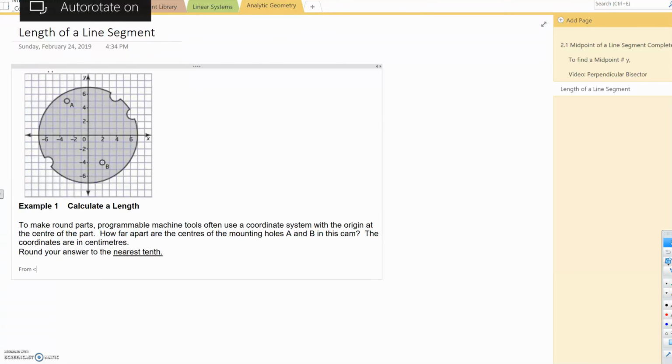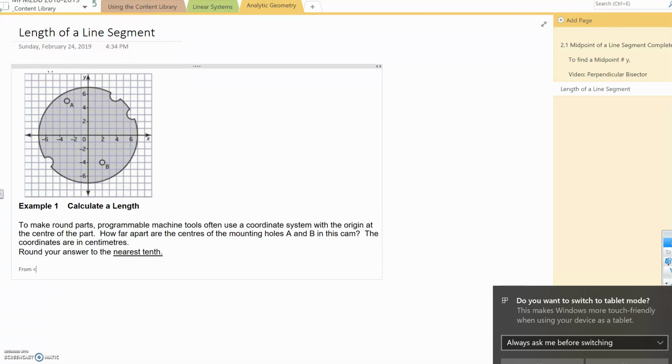Okay, so we're going to learn how to find the length of a line segment, and we're just going to start with the first example. To make round parts, programmable machine tools often use a coordinate system with the origin at the center of the part. They want to know how far apart are the centers of the mounting holes A and B in this cam.